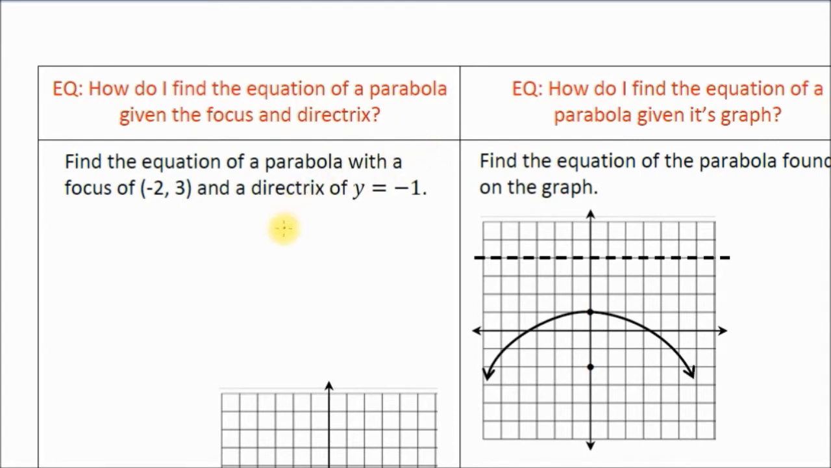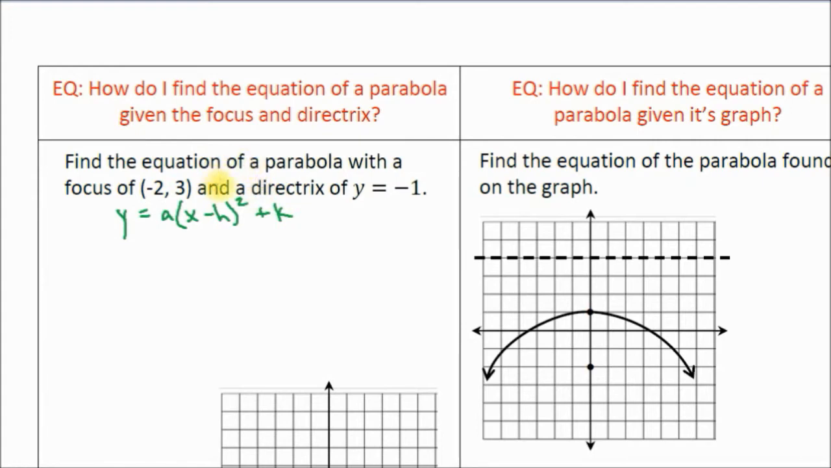Alright, well, let's take a look at our first question. Find the equation of a parabola with a focus of (-2, 3) and a directrix of y = -1. Well, the first thing I want to do, class, is write out the vertex form of a quadratic, because the way you're going to build this equation is you're going to start with vertex form. So we're going to start with y = a(x - h)^2 + k.